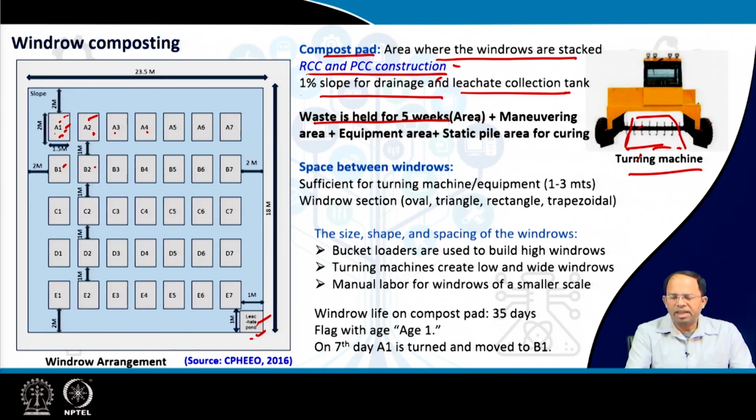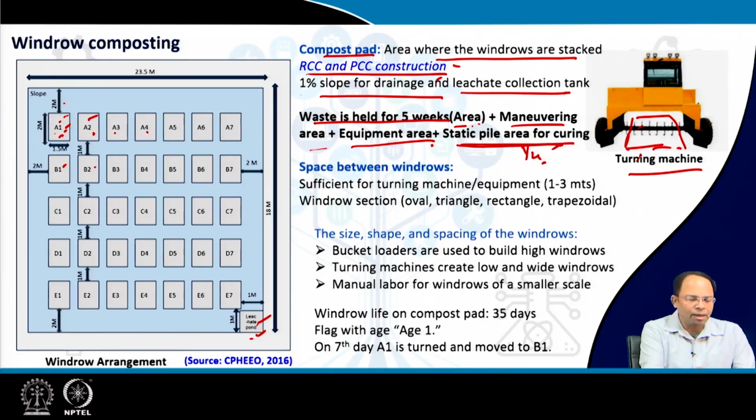Waste is held for 5 weeks roughly. Accordingly, we have to determine the area that is required based on the amount of garbage that comes in: maneuvering area for people or for the vehicles, equipment area, and static pile area for curing. After this compost pad, it goes to the curing pad. So this pile area for curing is also required. As I told earlier, this is 1/4 of the actual compost pad. So this kind of area we have to provide.